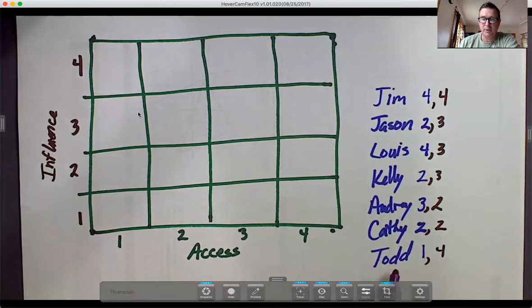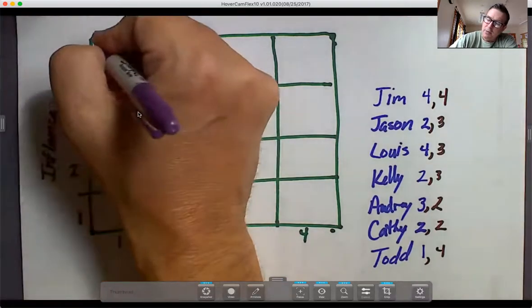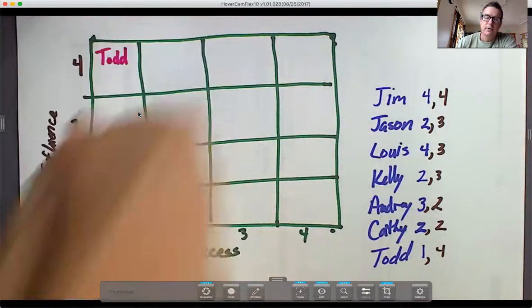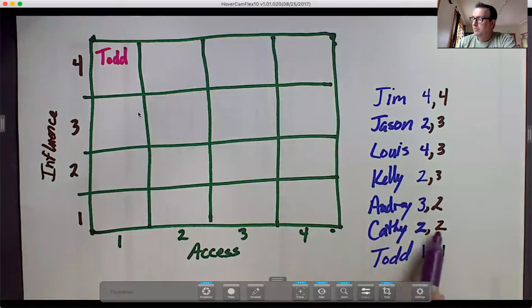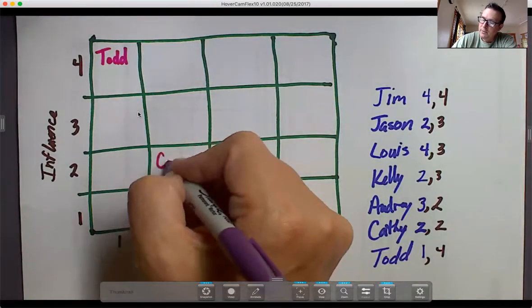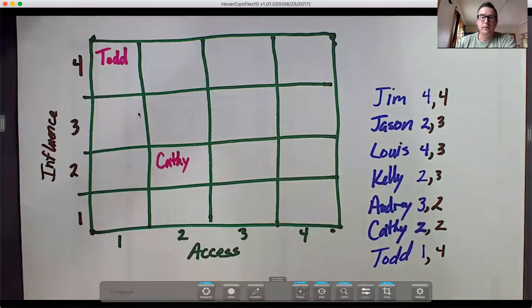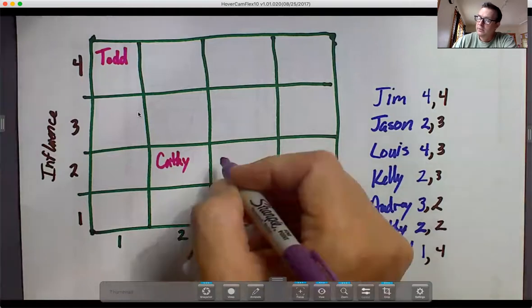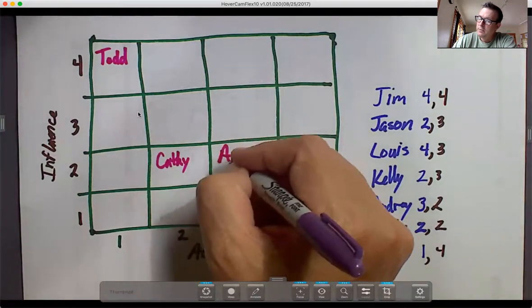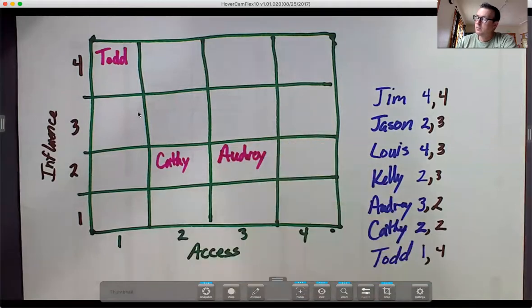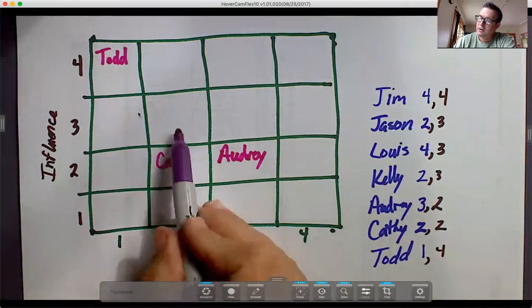All right, so we'll start down here at the bottom. Okay, Todd is a 1 and a 4. So 1 on access means right here. 4 on influence means up there. So I'm going to put him up here in this box. All right. Kathy's a 2 and a 2. So 2 on access, 2 on influence. All right. Audrey's a 3 and a 2. So 3 on access, 2 on influence. Okay. Kelly's a 2 and a 3. So 2 on access, 3 on influence.